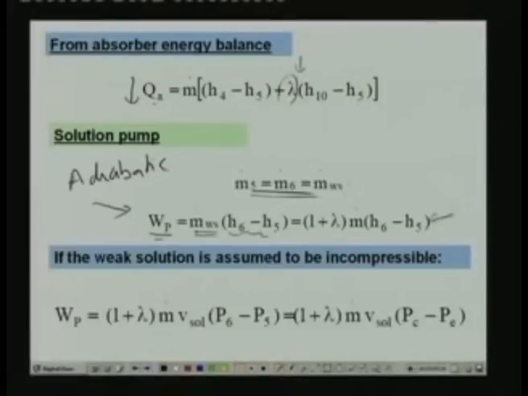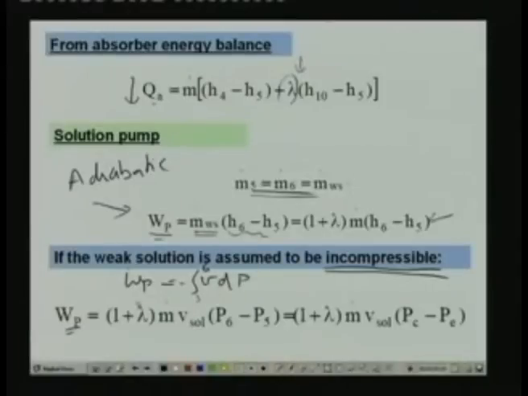Though this is a correct equation, it is not very convenient to use in calculation. So we can make one simple assumption: the weak solution is incompressible. If you assume it is incompressible, its specific volume remains constant, and then you can get this expression. How did you get this expression? You can also use an expression like this, minus VdP, from state 5 to 6.